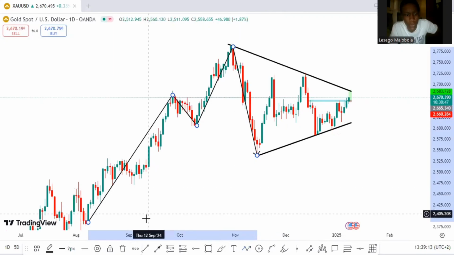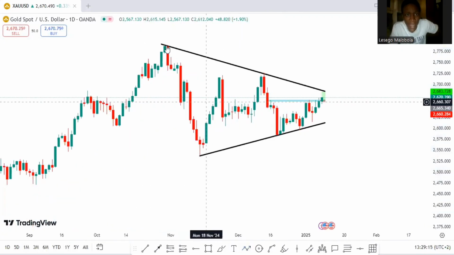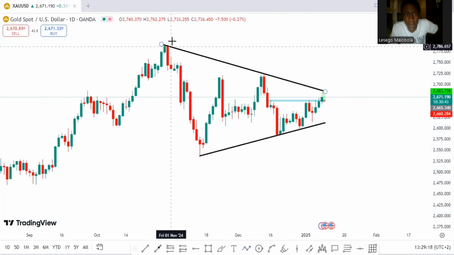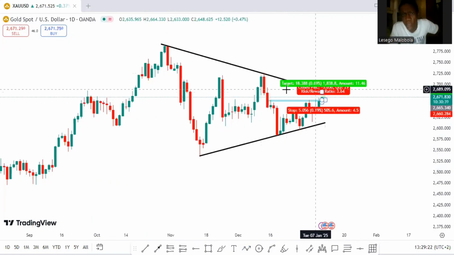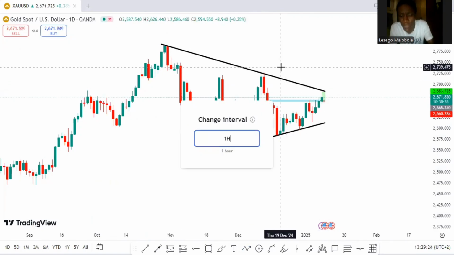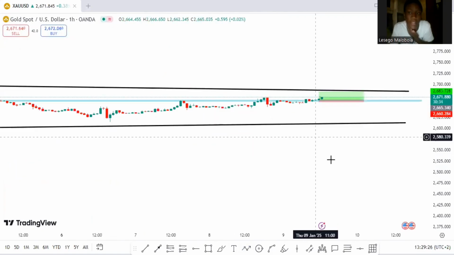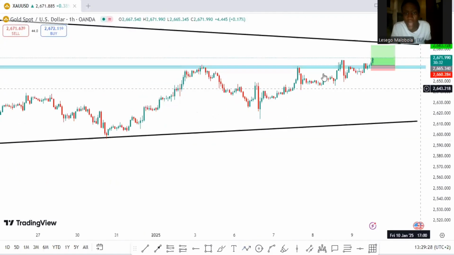So after this is basically what's happening. And obviously, with that being said, I am looking at gold like this. We have our first touch here, second touch, and we are just waiting for a third touch. So I'm not gonna go on the 4-hour time frame or anything like that. I'm just gonna jump straight to the 1-hour time frame.